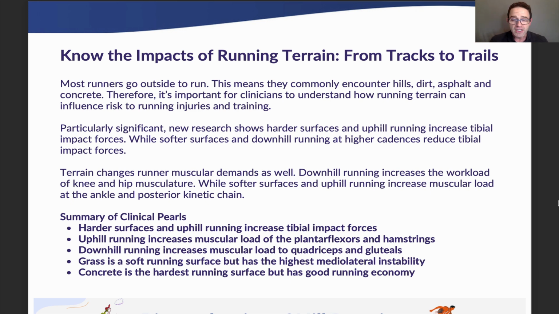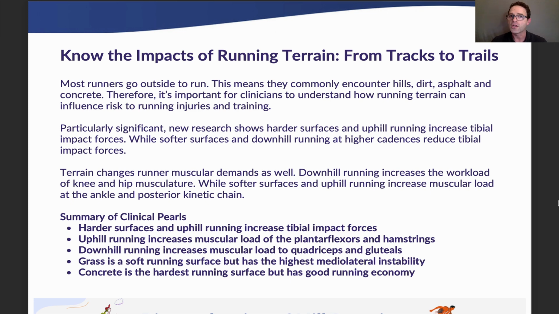So, some really new research is coming out that's showing that uphill running is actually increasing tibial impact forces, while softer surfaces and downhill running actually lower the tibial impact forces. Now, on the other side, it's important to note that these downhill runners did have a higher cadence. There is a variability in runners as they run downhill.